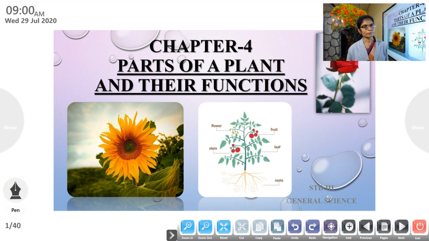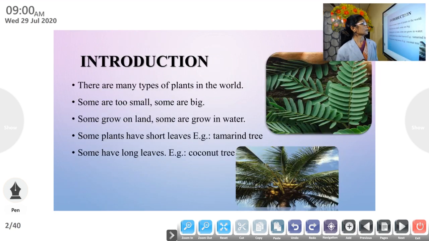Previous class, you learned chapter 4, parts of a plant and their functions. What did you study in the previous class? Parts of a plant. Look, there are many types of plants. They differ in size, shapes, etc. Some plants are small, some plants are big.